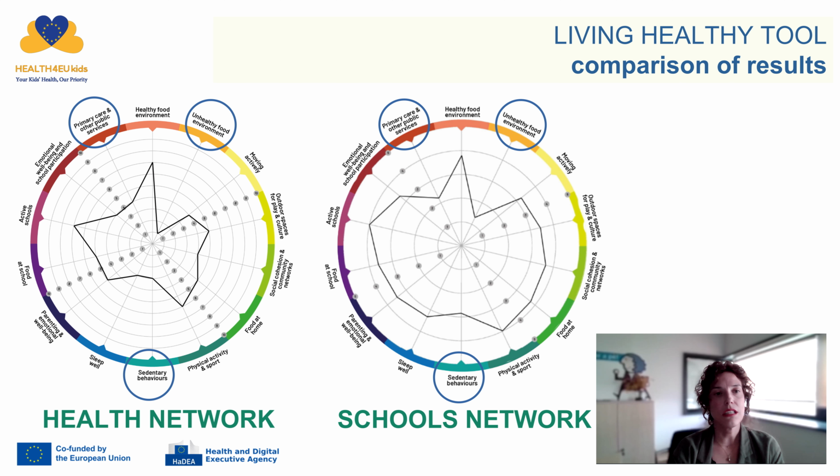After discussion, you can see in the left part the health network evaluation, and in the right part the schools network evaluation. They are different because their perspective is different on how the environment can influence their health and quality of life. However, we have 3 areas that somehow are similar. And these 3 areas were the unhealthy food environment, the sedentary behaviors, and the primary care and other public services. We can see that they agree on these areas that can be improved.